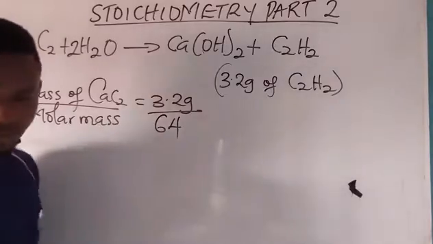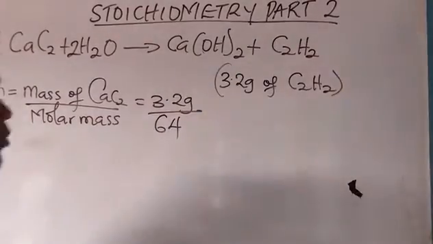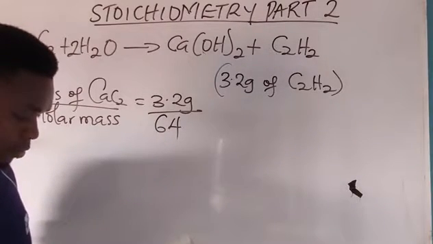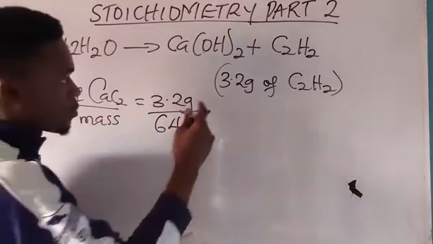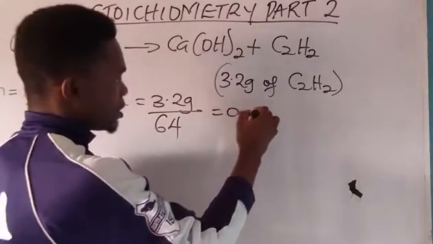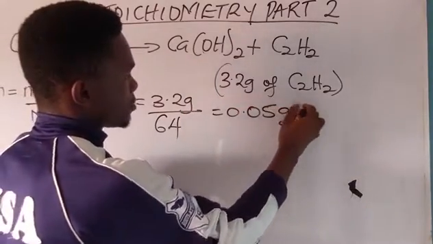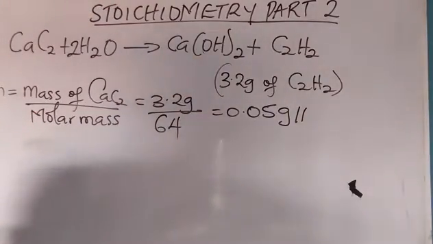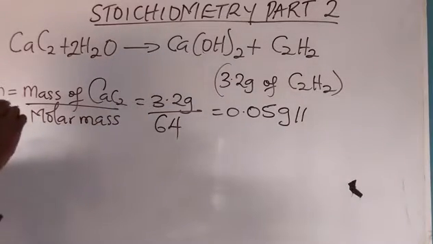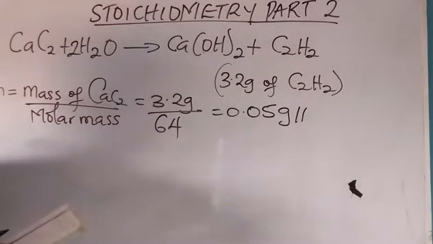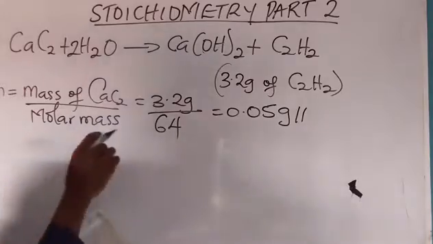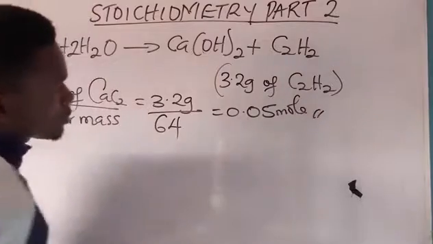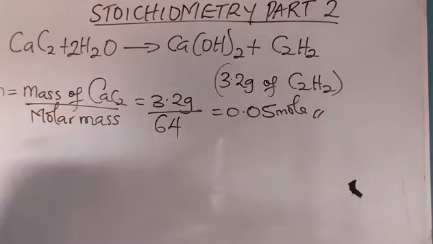So 3.2 divided by 64, I'll have 0.05. 0.05 what? Mole. They said we should calculate for the volume at STP. Sorry, it's mole, not gram. What's wrong with me? Now that is the first approach.